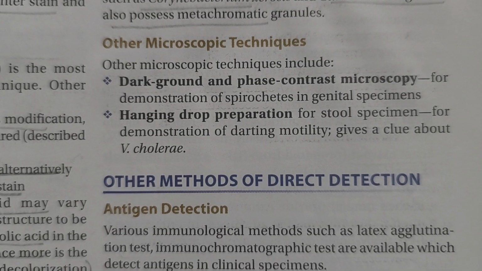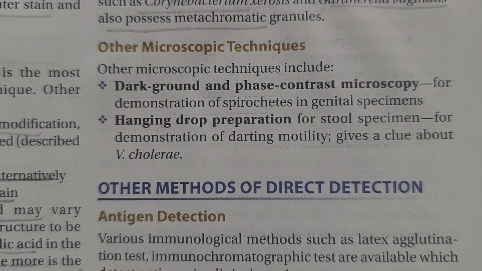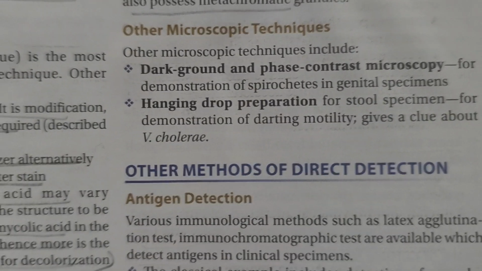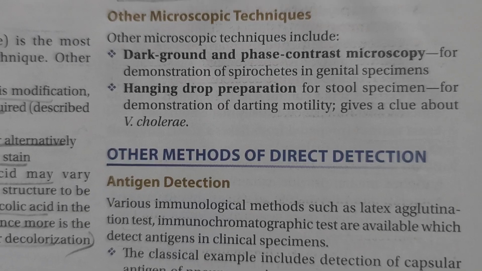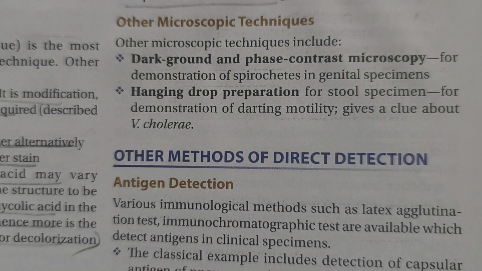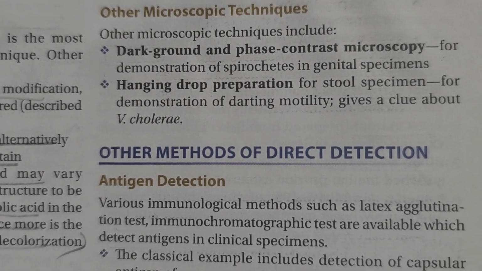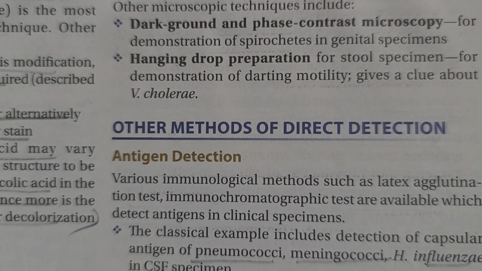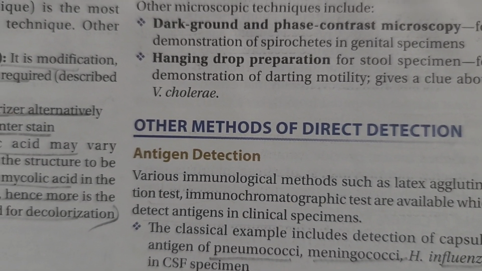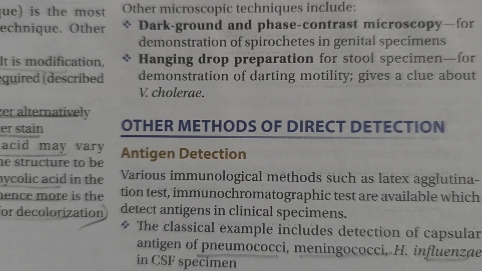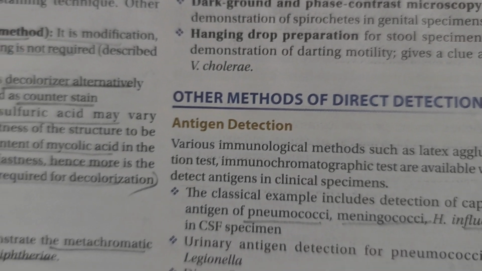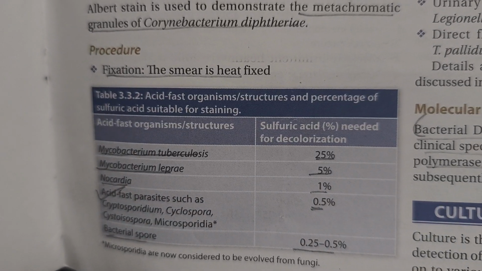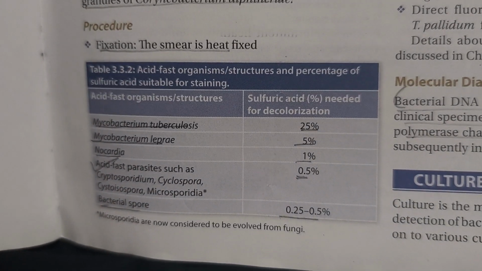Other microscopic techniques. Other microscopic techniques include dark background and phase contrast microscopy for demonstration of spirochetes in genital specimens, and hanging drop preparation for stool specimens for demonstration of darting motility, giving a clue about V. cholerae. Acid fast organisms and structures and percentage table.